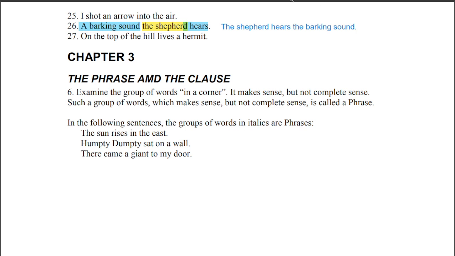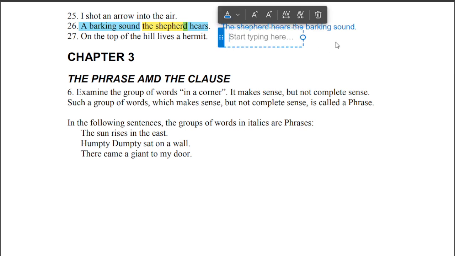Similarly, statement number 27 is also confusing, and learners might find it hard to identify the subject and the predicate. So, for your convenience, I am going to rephrase the statement without causing any damage to the meaning. A hermit lives on the top of the hill.